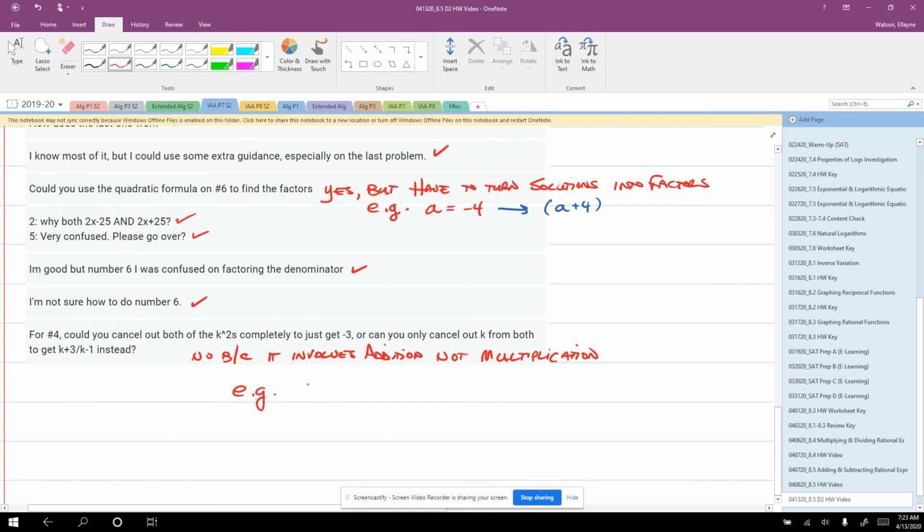If you have k squared minus 3 over k squared plus 1, you can't cancel out those k's because this is, right, subtraction and that's addition. You can't do anything with those k's, okay? So I'm going to say here, nothing to cancel.